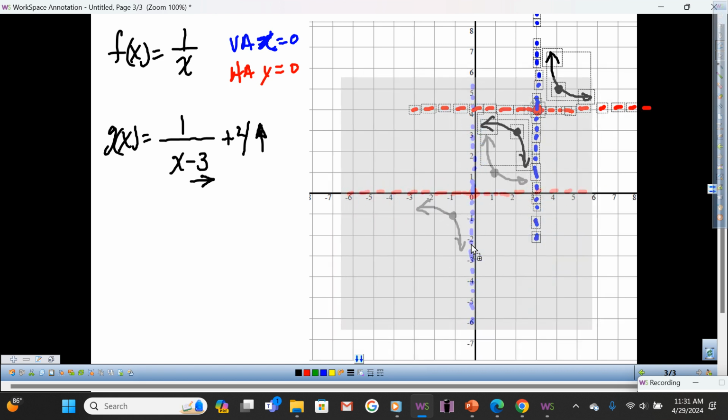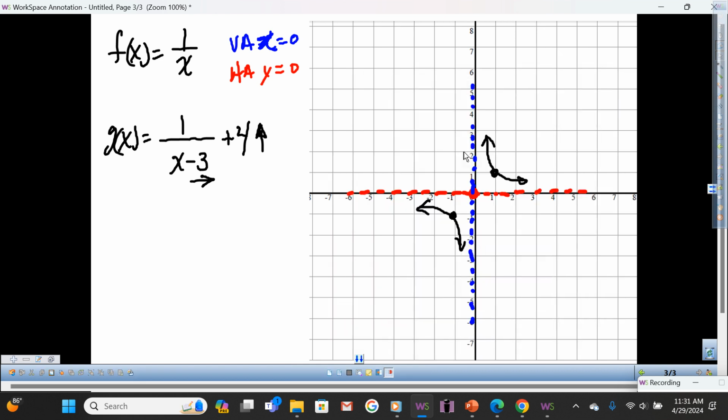So this is what I need from you. For the home plate, to get started, you're going to start with the parent function, which is this. And then, check this out, look up. At this point, when you see the transformation, then just identify your VA, x equals, everybody, that's at what? 3, and our HA is at, what is it? 4. So do that right now, please.